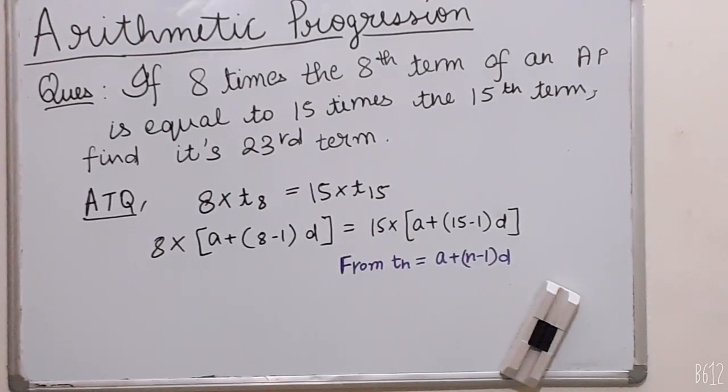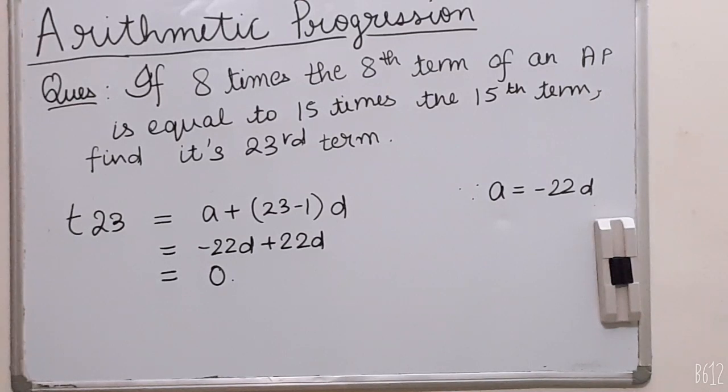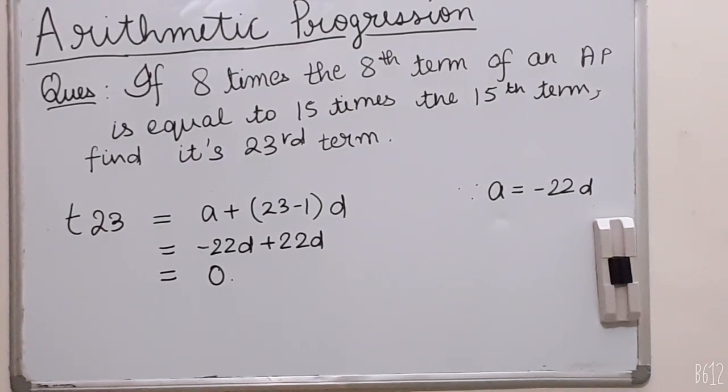So we will use the Tn formula, a plus (n minus 1)d. So here 8 times T8 becomes 8 into (a plus (8 minus 1)d), and the same goes for 15 times T15, 15 into (a plus (15 minus 1)d). By further solving, we get the value of a as minus 22d. For the 23rd term, we solve it by the same Tn formula and the value for term 23 comes to 0.